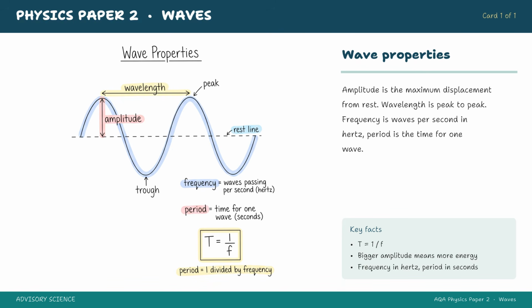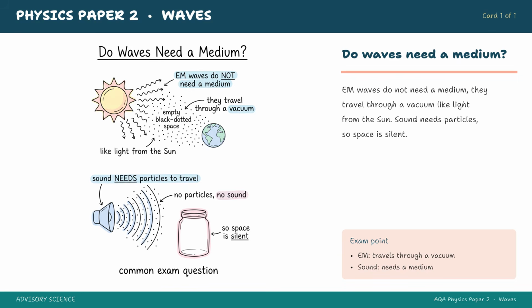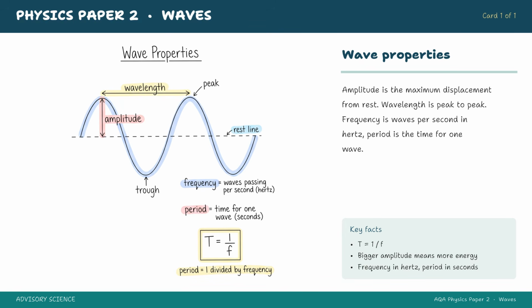Unlike sound, electromagnetic waves do not need a medium. They can travel through a vacuum, and this is a very common exam question. Wavelength is the distance for one full wave, from peak to peak or trough to trough.